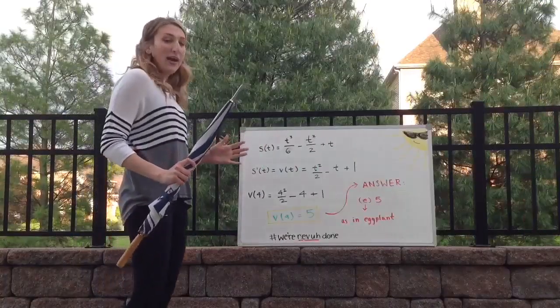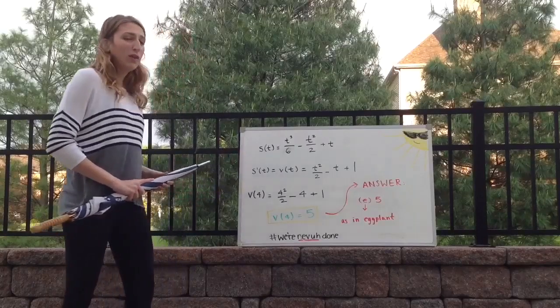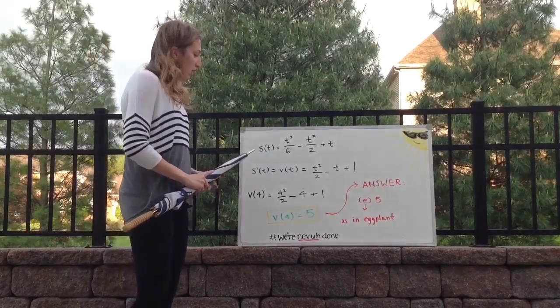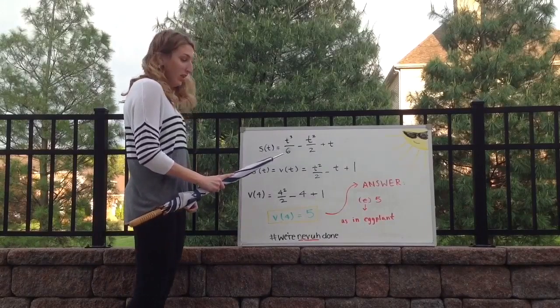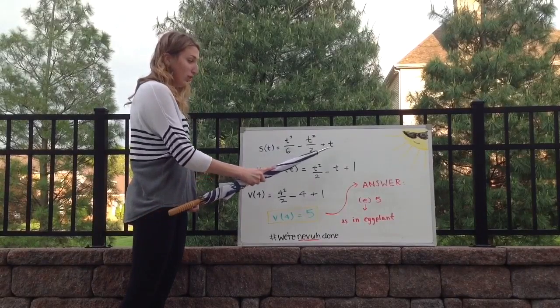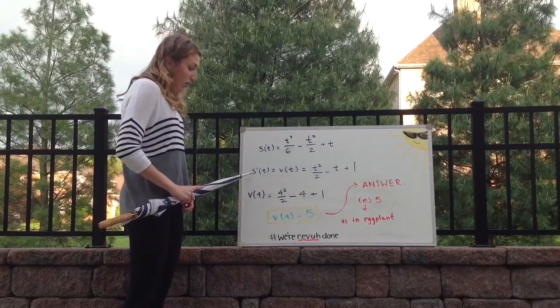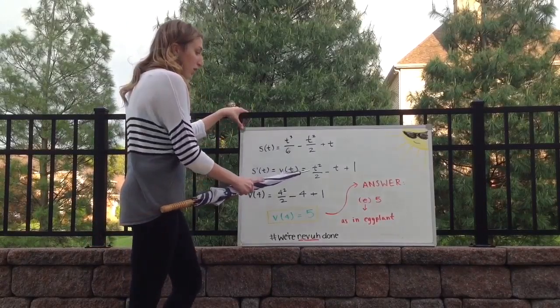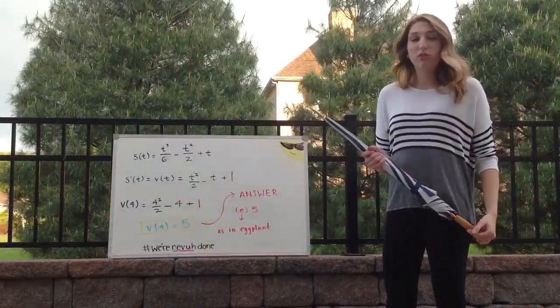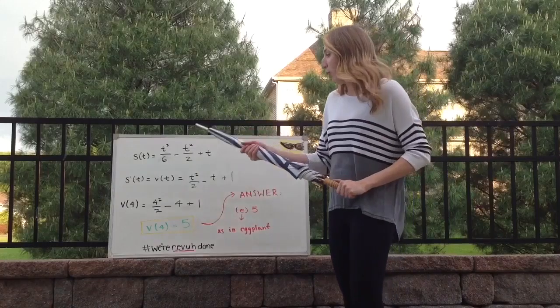So in order to find the maximum velocity, we have to take the derivative of the position function. The position function given was s of t equals t cubed over 6 minus t squared over 2 plus t. Taking the derivative of s, you get v of t, which is velocity, which would be t squared over 2 minus t plus 1. So in order to do that, you got to use your basic derivative rules. We're going to use the power rule for this.